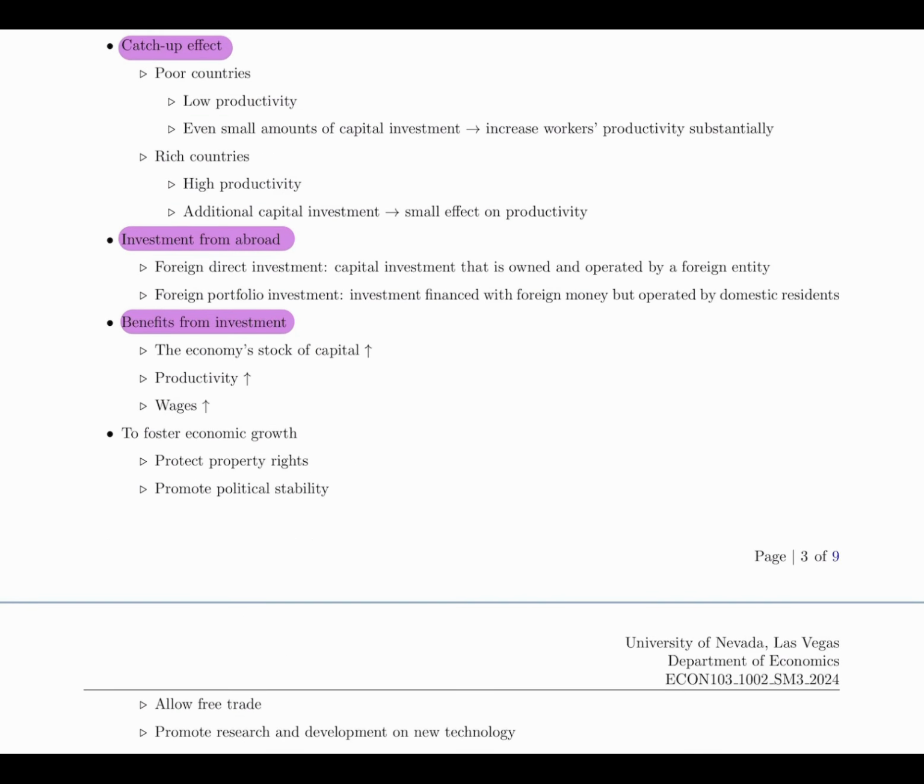Additionally, we discussed that investment can originate not only from domestic sources but from foreign sources through foreign direct investment, FDI, and foreign portfolio investment, FPI. Regardless of whether investment comes from domestic or foreign sources, the benefits remain substantial. Increased investment leads to a higher capital stock, enhanced productivity, and improved wages within the economy.